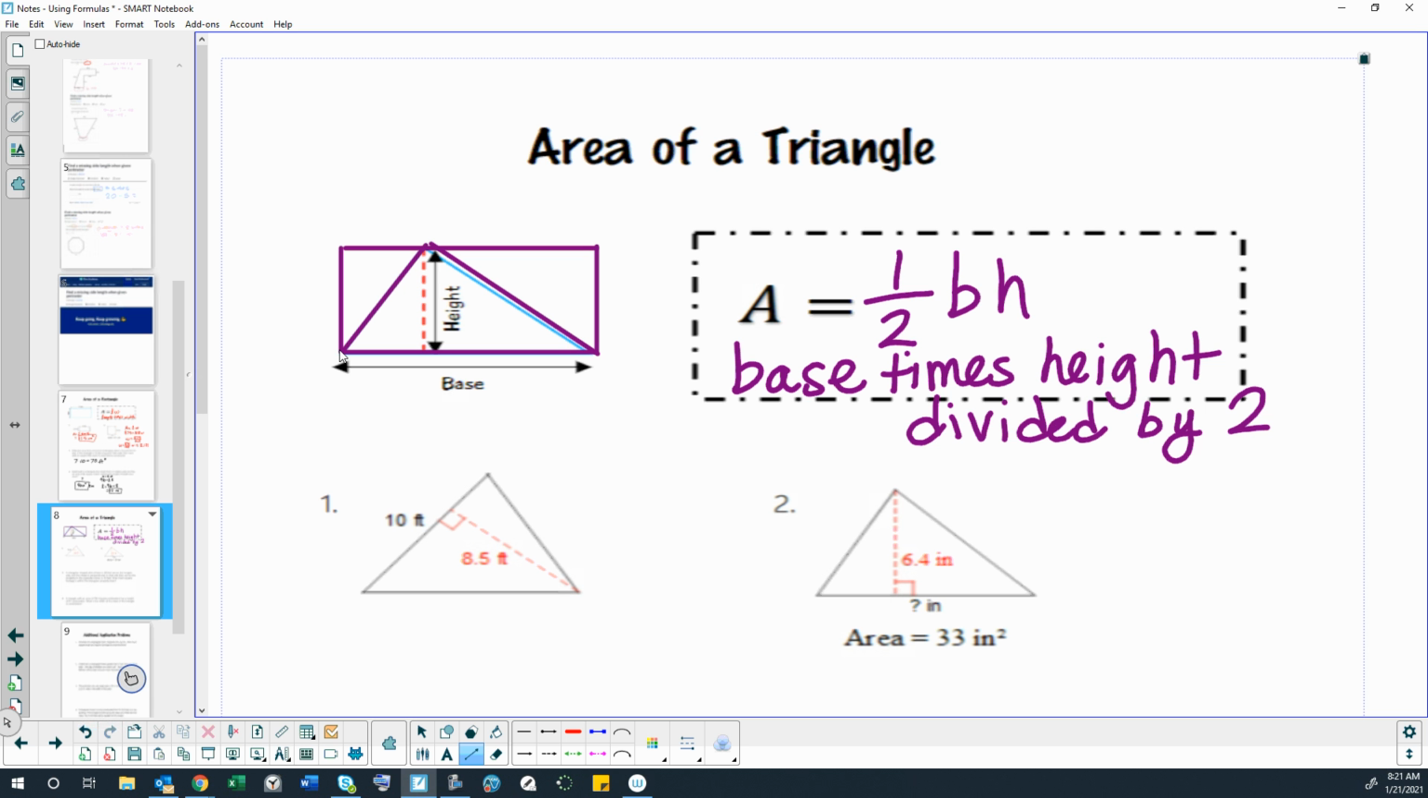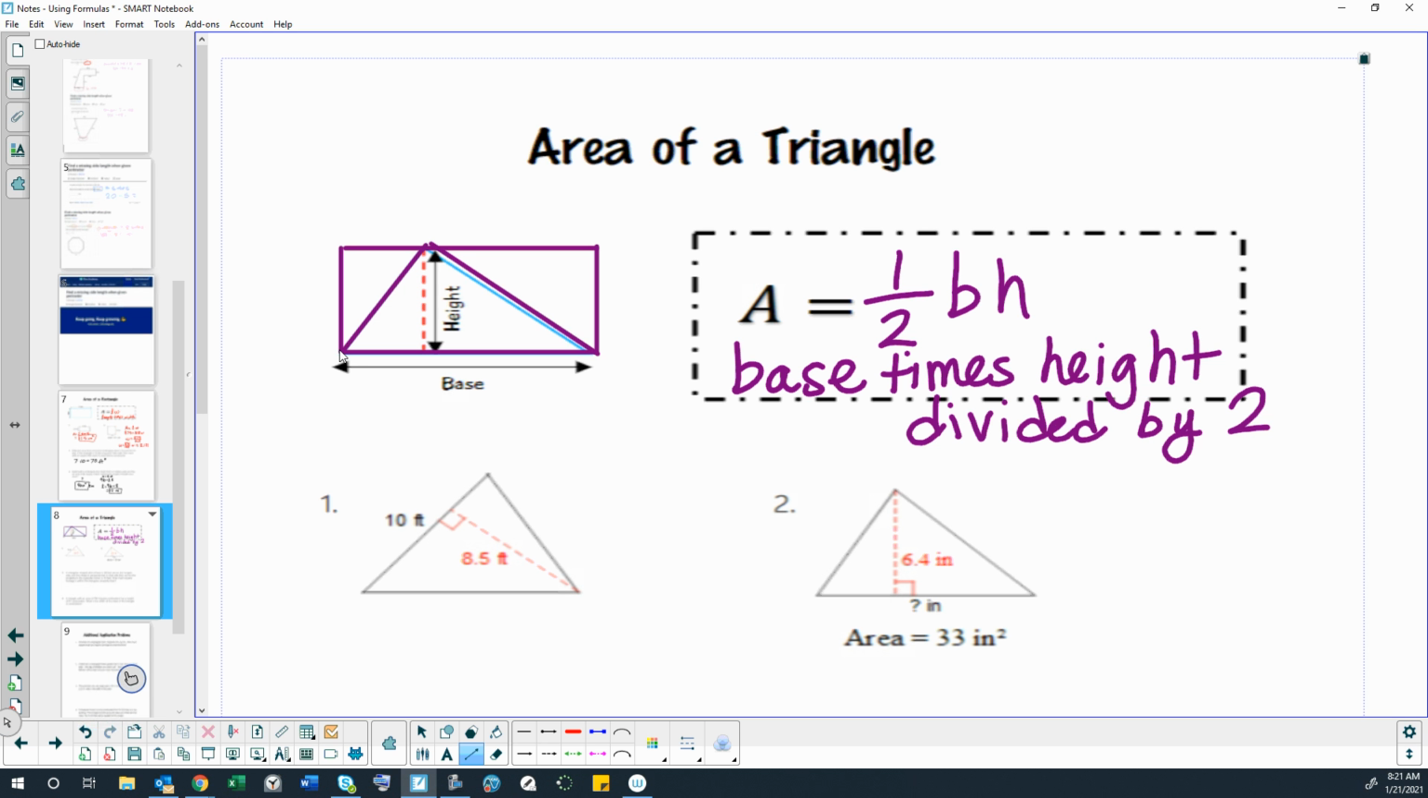Now, for triangles, we're not going to call it a length and a width because that doesn't make quite as much sense. We're going to call it base and height. The base can refer to any side of the triangle, and the height refers to the distance from the corner opposite, perpendicular to that side.